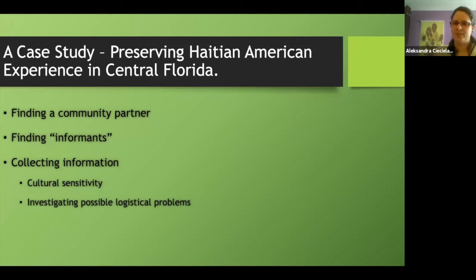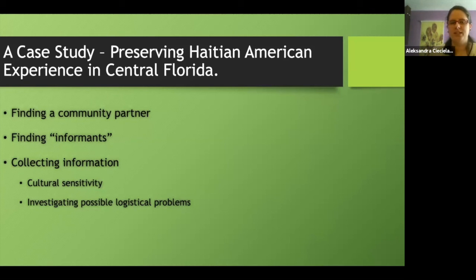The name of the project is Preserving Haitian American Experience in Central Florida. We started with finding a community partner. We really found the partner first, and then we came up with the project. The partner is the local library, Orange County Library System. We wanted to do something with oral history. We got together and decided that for the Haitian community in Central Florida, we don't have too much about this community in our collection, and we really wanted to collect more. We thought this would be a very interesting and valuable project.